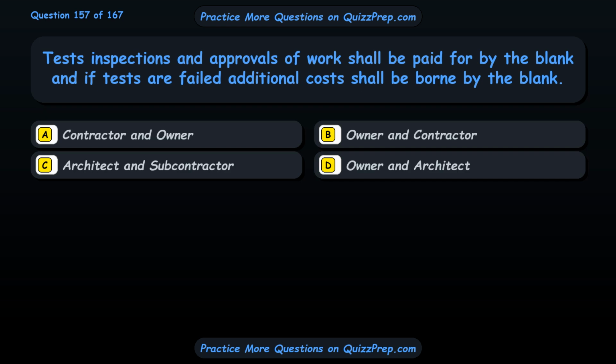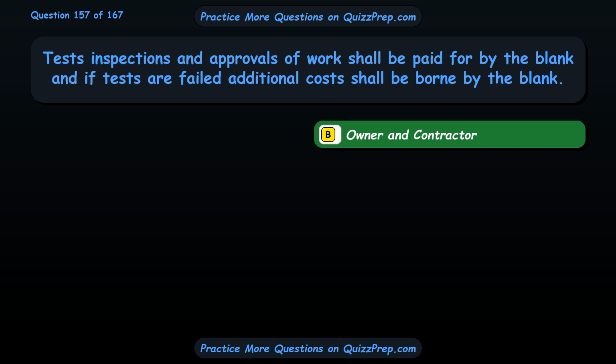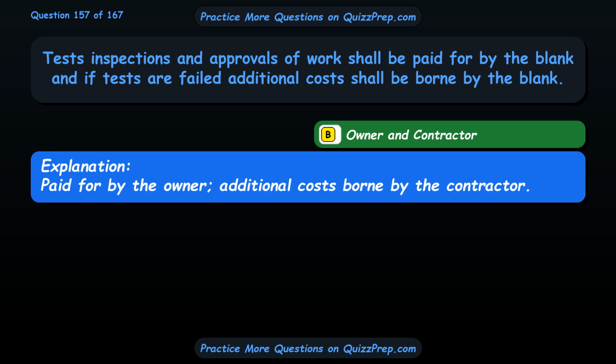Question 157. Tests, inspections and approvals of work shall be paid for by the blank, and if tests are failed, additional costs shall be borne by the blank. Option A. Contractor and owner. Option B. Owner and contractor. Option C. Architect and subcontractor. Option D. Owner and architect. The correct answer is option B. Owner and contractor. Paid for by the owner, additional costs borne by the contractor.